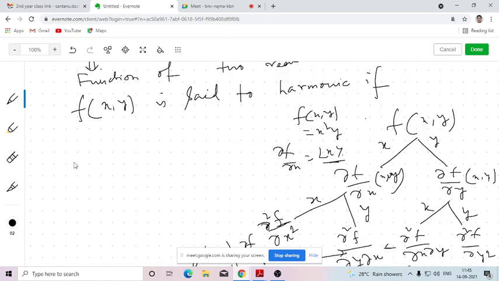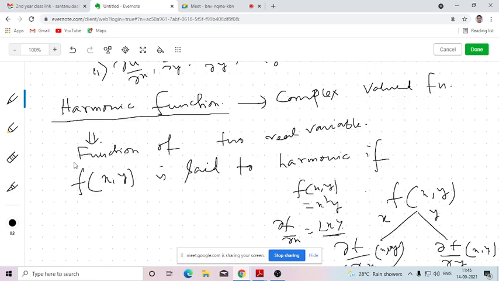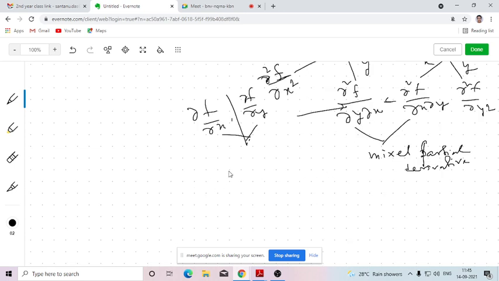So I am not discussing the detailed proof. If you wish to know the detailed proof, you can contact me. But you can remember this: if these two are continuous, then only the two mixed partial derivatives will be equal. Otherwise, they will be unequal. Clear?